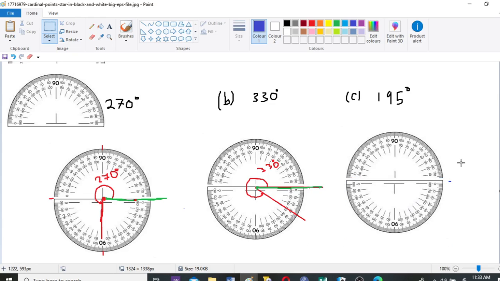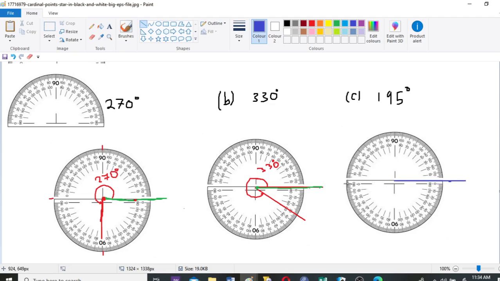You should be able to do the right thing when you use a hard copy protractor on your piece of paper, because this is just giving you the idea of how to do it. But you should be able to do the exact and correct things. So this is our baseline. Okay, so this is our baseline and we need the 195.